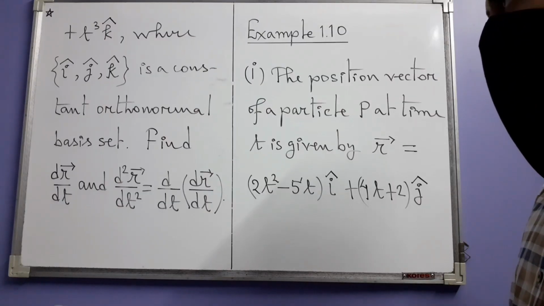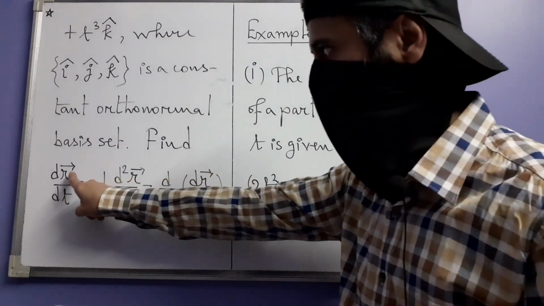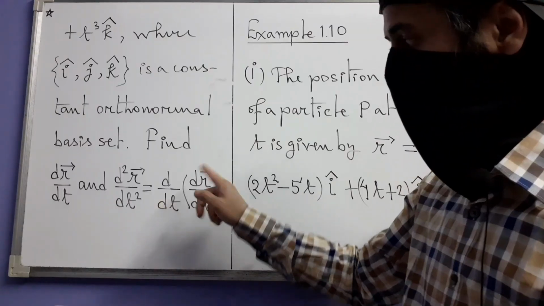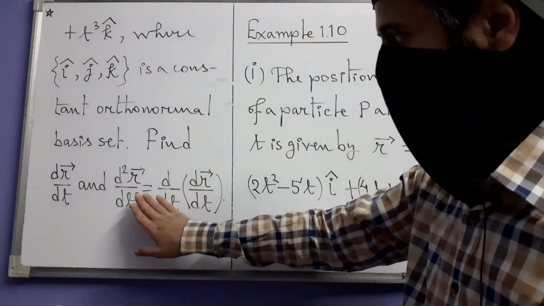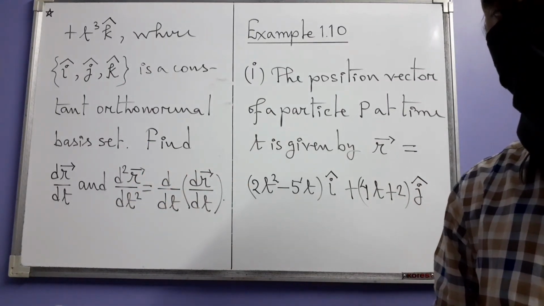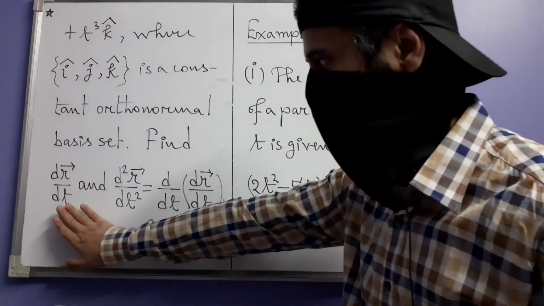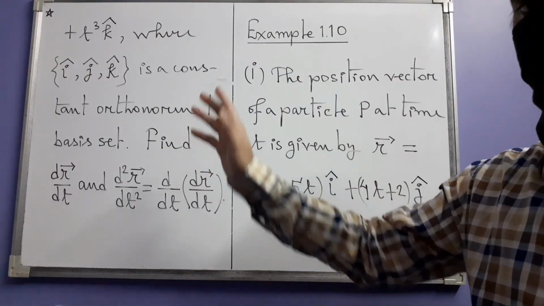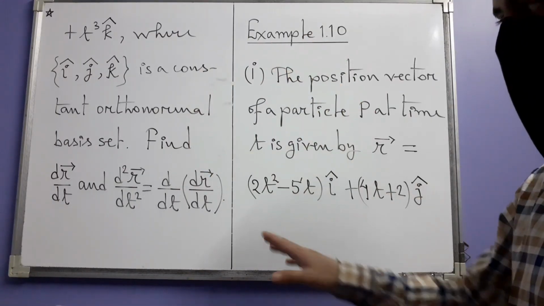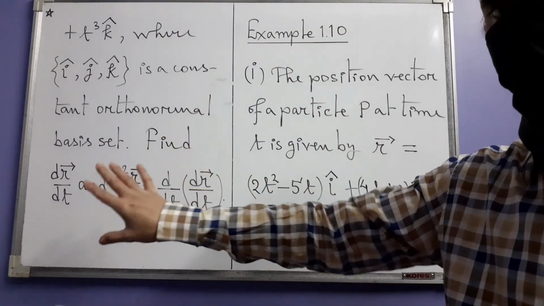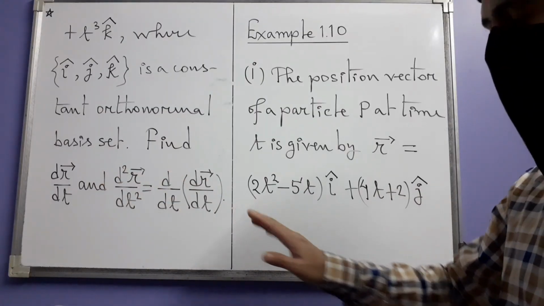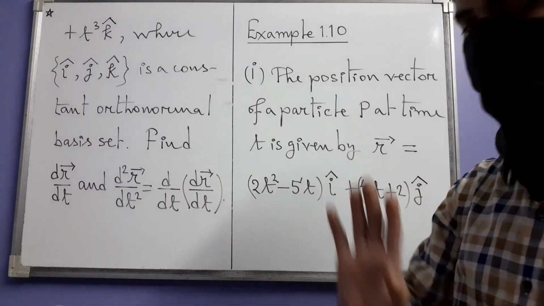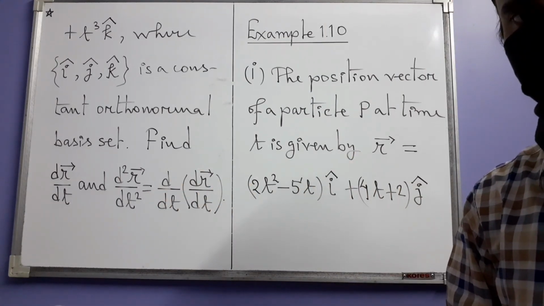And now what is it that we have to do? We have to find the derivative of r with respect to t and the derivative of the derivative, that is the second derivative of r with respect to t. You probably already know that this is the velocity of the particle and this is the acceleration of the particle. But we will see those things afterwards. Although we are going to calculate velocity and acceleration, right now we are not using those words. We just simply calculate these quantities mathematically, and let's see what we get.